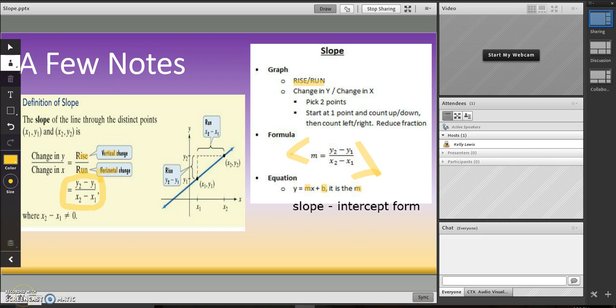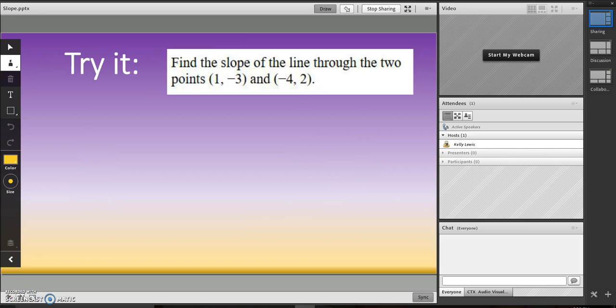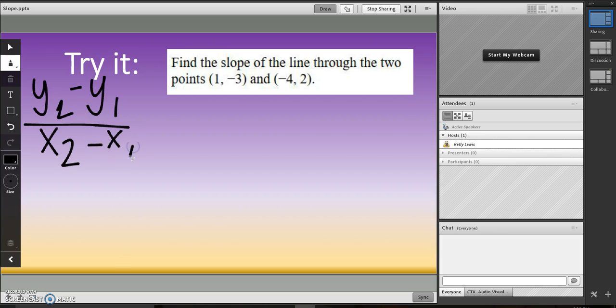All right, so let's look at some stuff and kind of ease you into this. Here we need the formula: y2 minus y1 over x2 minus x1. Ordered pairs always come in alphabetical order. So it's going to be x1, that's the x, and that's y1 because it's the very first ordered pair. Then this guy over here is the second ordered pair, so it's going to be x2, then y2. Okay, and then I'm just going to follow the formula.